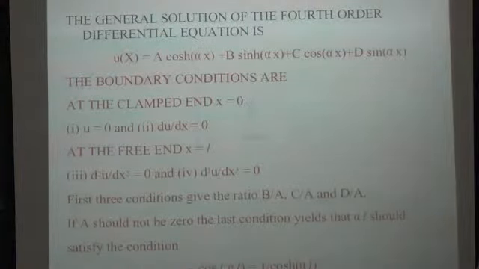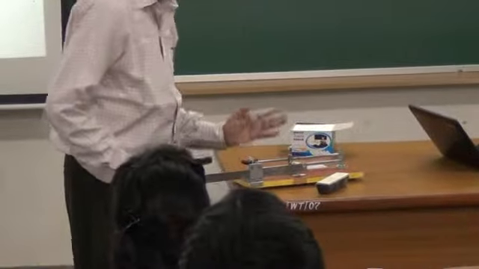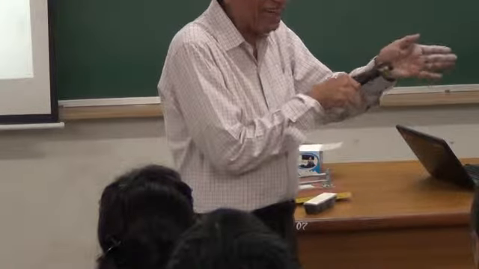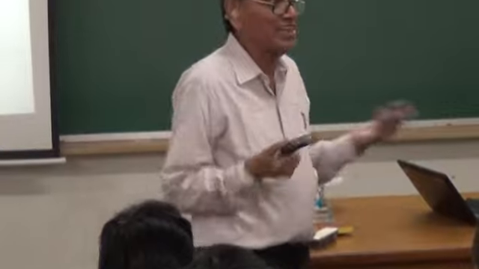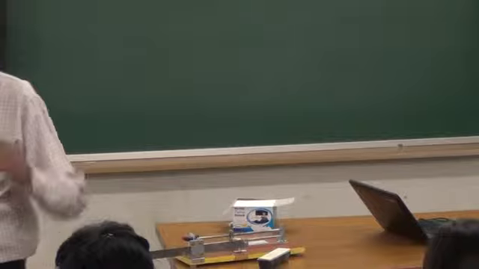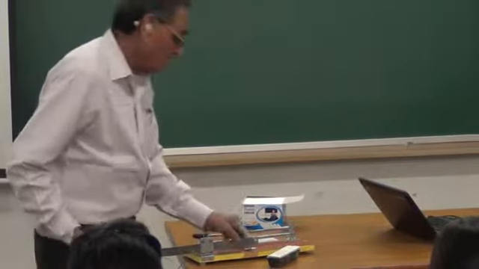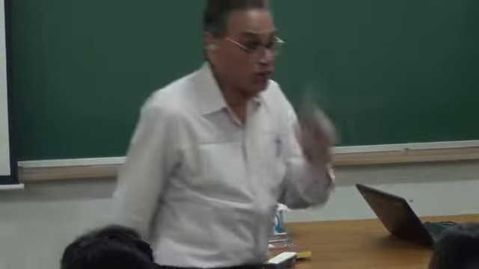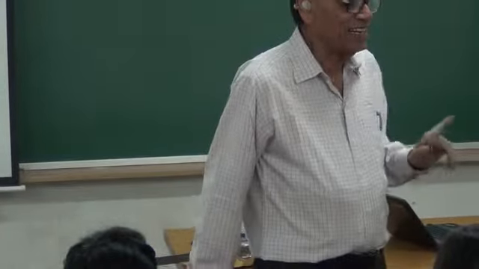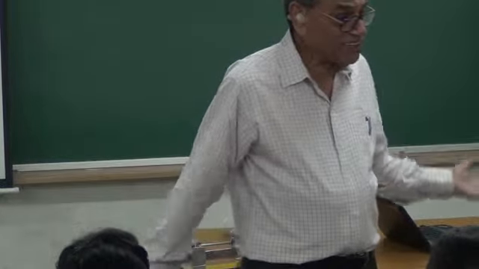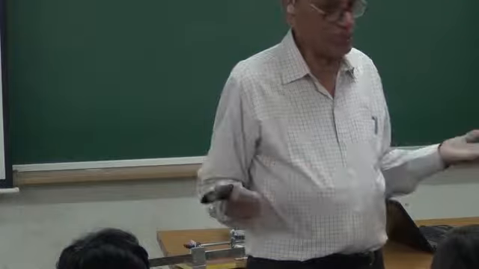The second boundary condition is that the tangent at this point is horizontal when you bend it. So dy by dx is 0 at x is 0. At the other end, you are not applying any force, it is free vibration. So the force is 0, d cubed y by dx cubed is 0, and the bending moment is 0, d square y by dx square is 0.